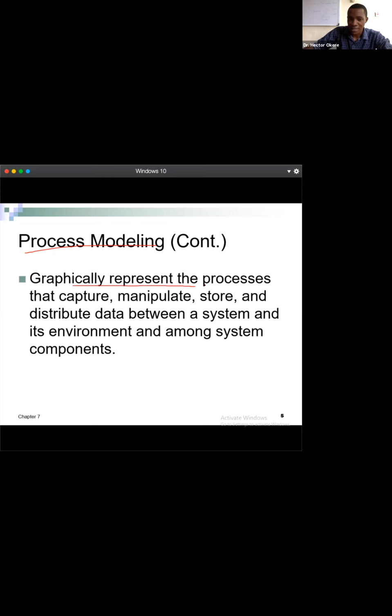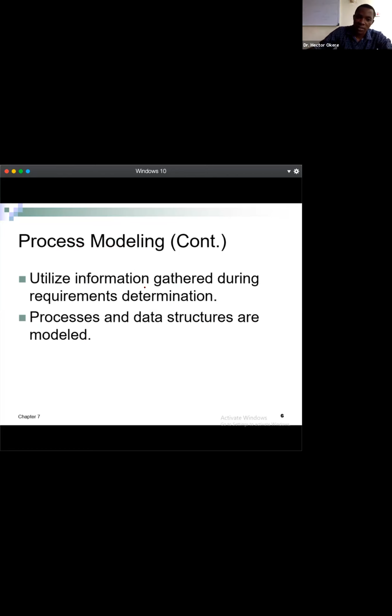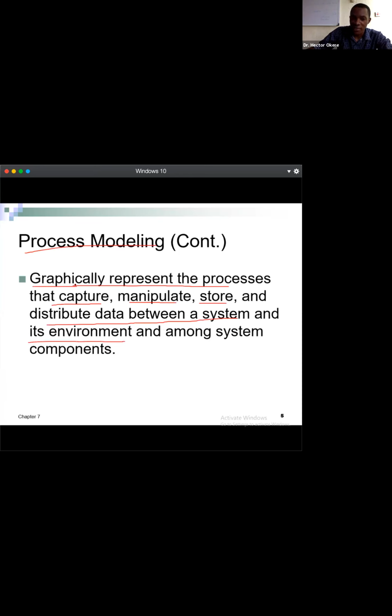You model the process and graphically represent the processes that capture, manipulate, store, and distribute data between a system and its environment and among system components. The information you gather during requirement determination, you will use it to graphically, means in picture form or in drawing form, represent the processes. How do you capture data? How do you manipulate the data?